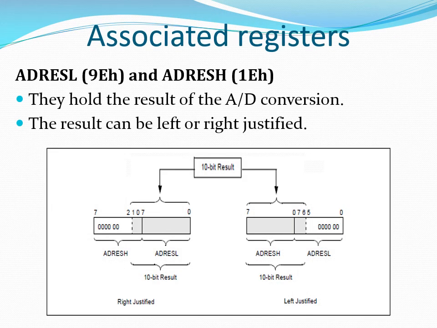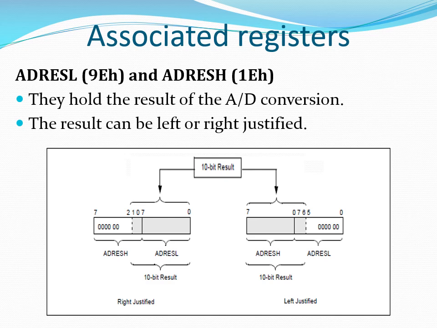Let's look at the registers that are associated with the ADC. First are the registers ADRESL and ADRESH. These are the registers that are used to hold the result of the analog to digital conversion. The lower byte is stored in ADRESL and the higher byte is stored in ADRESH. The two registers avail 16 bits for the result. However, we only need to use 10 bits.